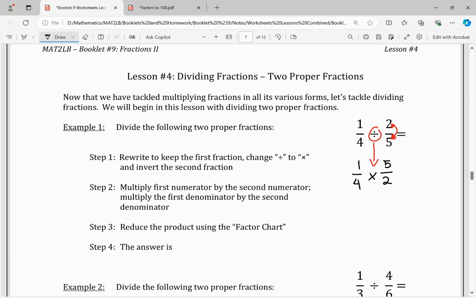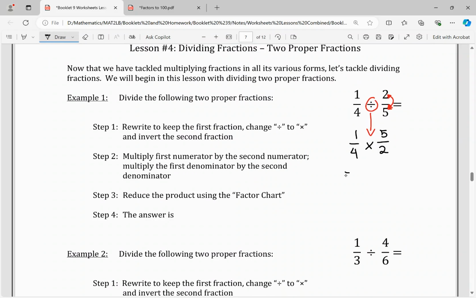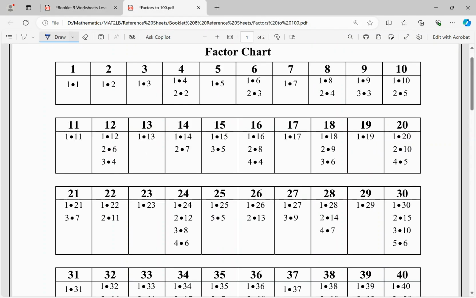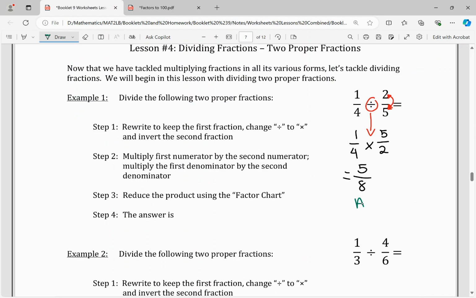Now, we may not know how to divide two fractions, but we do know how to multiply two fractions, and that is by multiplying the two numerators. 5 times 1 is 5, and multiplying the two denominators. 4 times 2 is 8. Remember to take a trip over to the factor chart. Here is 5, here is 8. Let's see if we can simplify. Seems as though the largest number they have in common is 1, so this is already simplified.